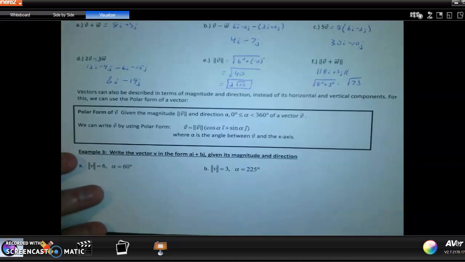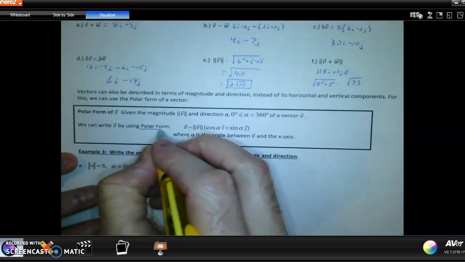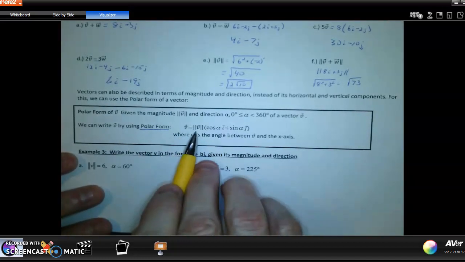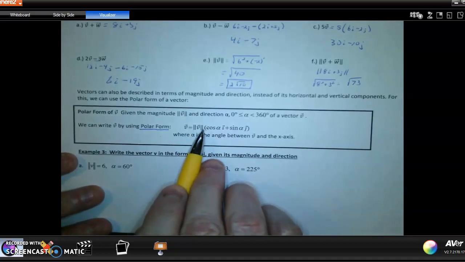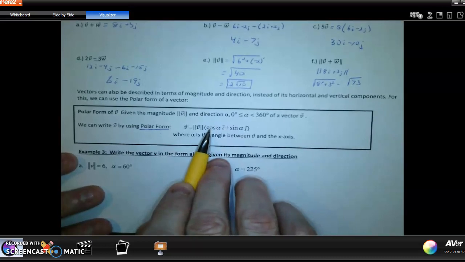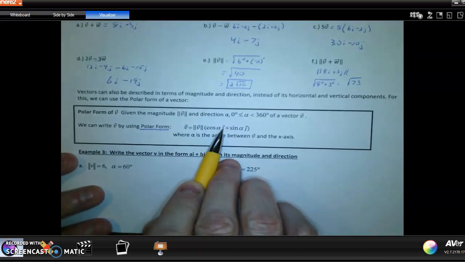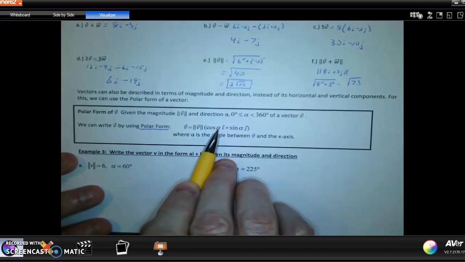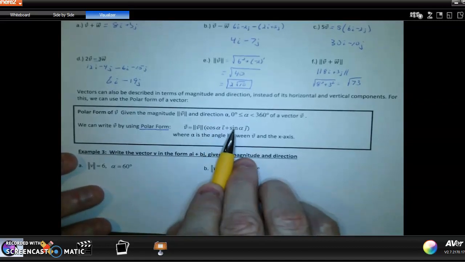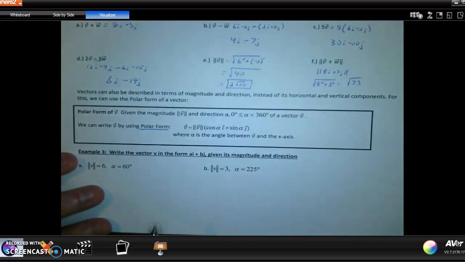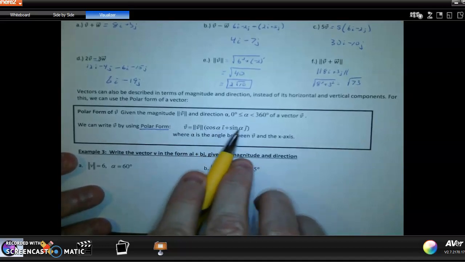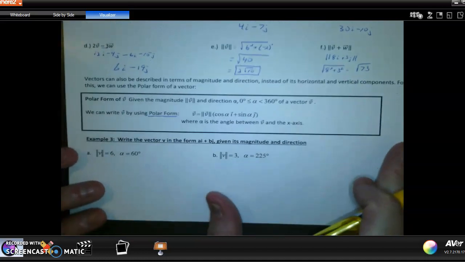Well, the last way of writing a vector is what's called polar form. Vector v can be written in polar form as the magnitude of the vector times, in parentheses, the cosine of its direction, i, because cosine is the x direction. So if you take the cosine of that angle, that's going to be your horizontal direction. So it's going to be that amount, i, plus the sine of that angle, j, and then you can just simplify it. So again, they're going to give you the magnitude and the angle, and we're going to plug it into that formula, and I'm going to show you what's going to happen.